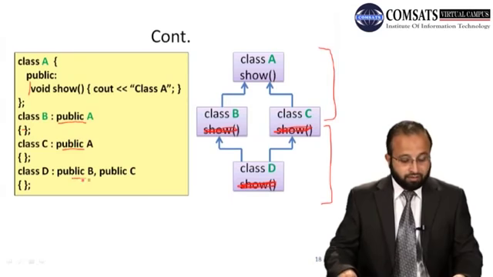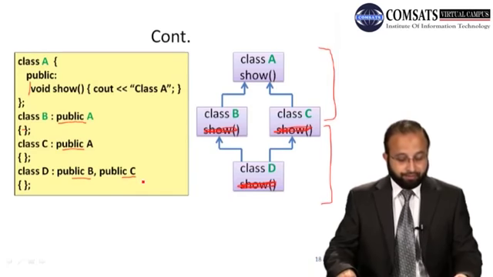So अब D class जो है वो B से भी inherited है और C से भी inherited है और type of inheritance भी public है, right?